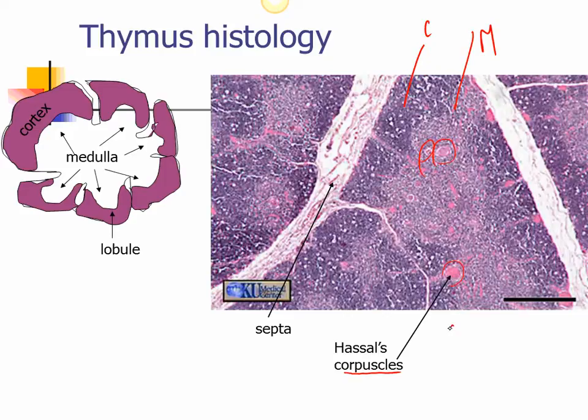And if you look at Hassall's corpuscle, it really has an onion peel-like appearance. The cells actually are like this. If you look at it in very high power, you'll be able to see this. The cells kind of lined like this. So can you see it kind of gives an onion peel-like appearance? The function of the Hassall's corpuscle is not known. They think it's probably the cells are dying in this area.